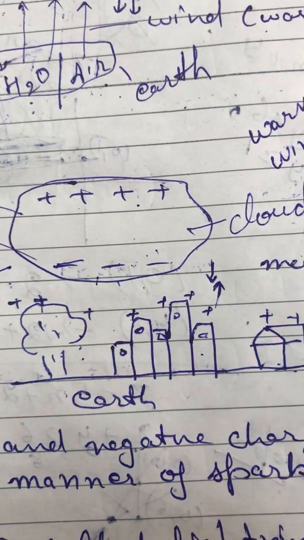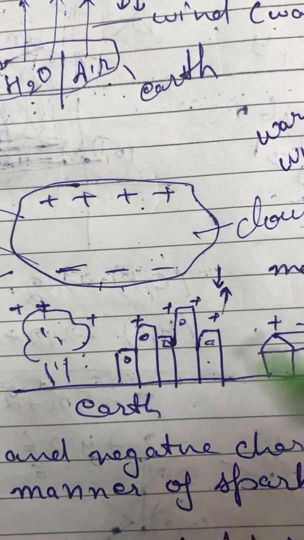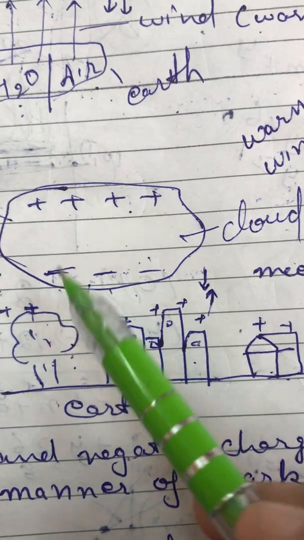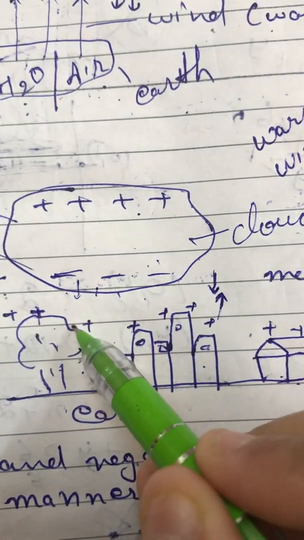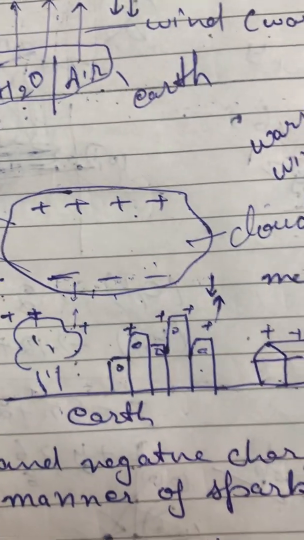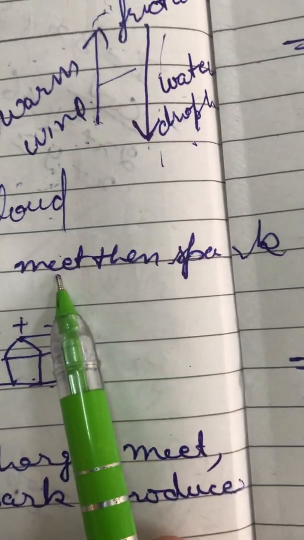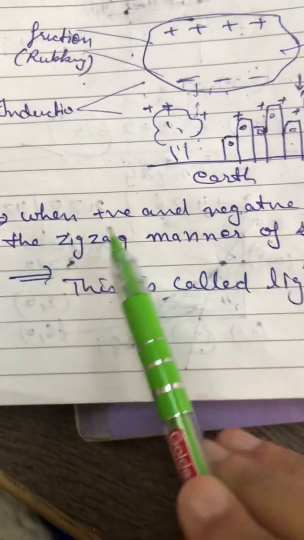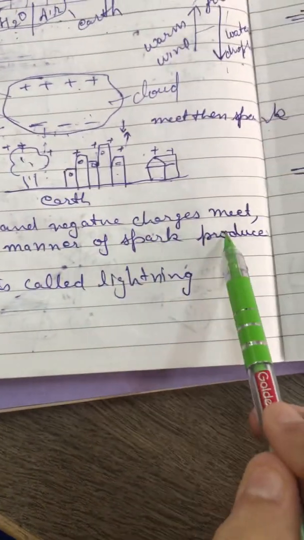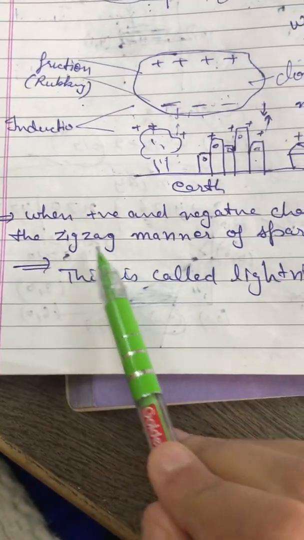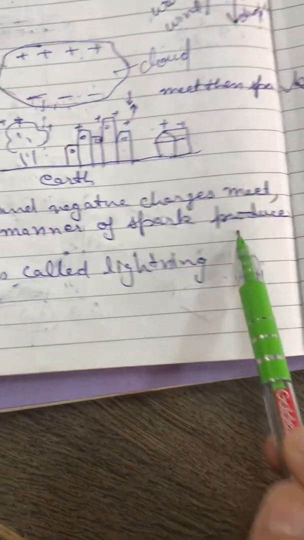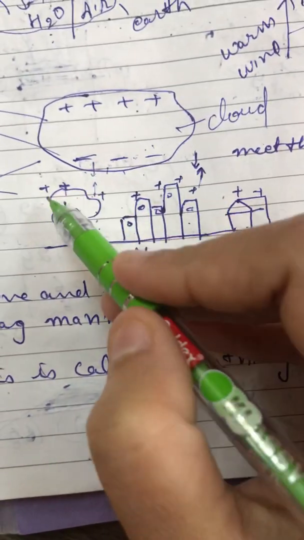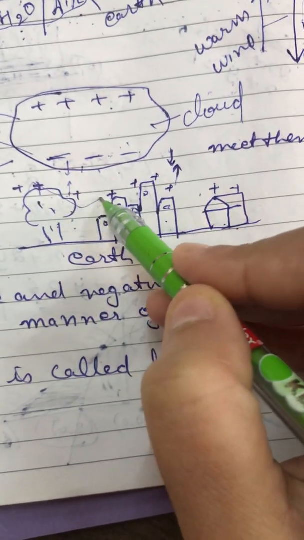Due to the attraction, the cloud's charge moves downward and the positive charge moves upward, so there must be a lightning spark. When positive and negative charge meet, they produce a spark. When positive and negative charge meet, the spark is produced in a zigzag manner. Why the zigzag path? Because this layer is not symmetrical.